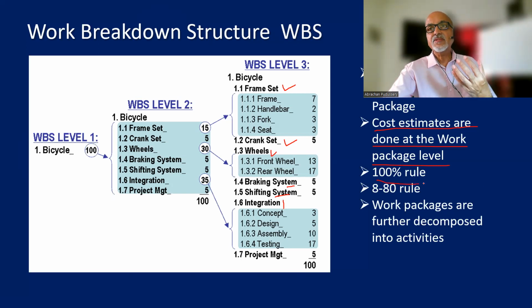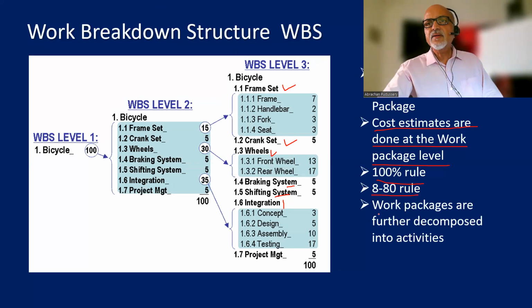And the 100% rule suggests that all the work packages put together should cover the entire scope of the project, or the entire work that needs to be performed to build the project. And we discussed in the earlier lessons about the 8/80 rule. That is, work packages must be between 8 hours and 80 hours chunks of work. So for smaller projects, the affinity of the work packages will be towards that 8 hours. And for large projects, the affinity of the work packages will be towards 80 hours.